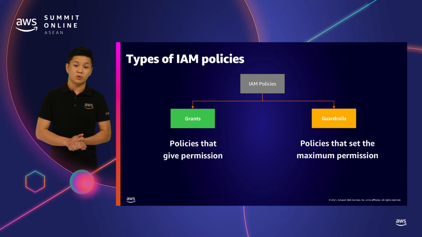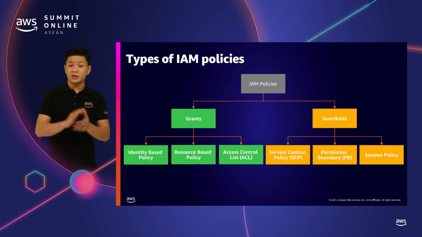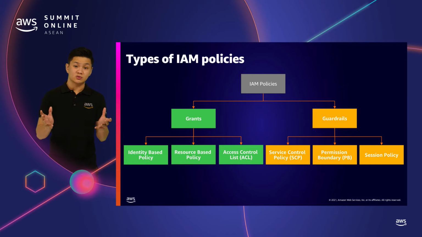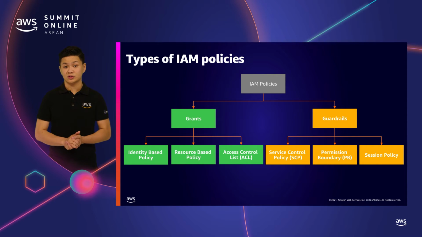Essentially, you'll want to use both grants and guardrails together. Today, we'll be looking at these 6 types of policies. I'll go through some basics on each of these types, then quickly jump into a DevOps pipeline kind of use case to demonstrate how these policies can be used.